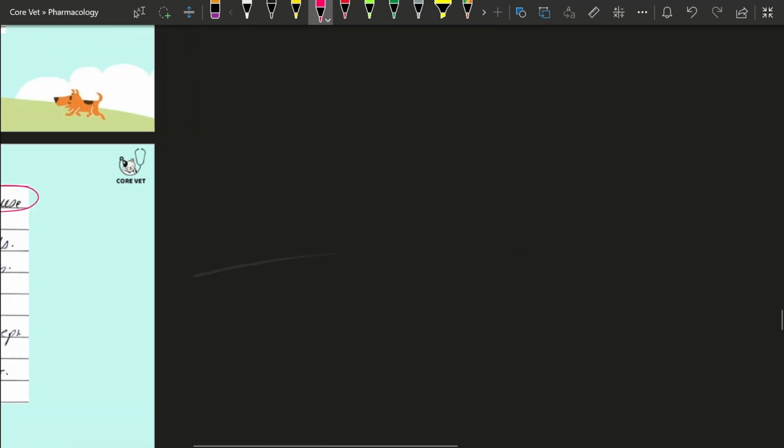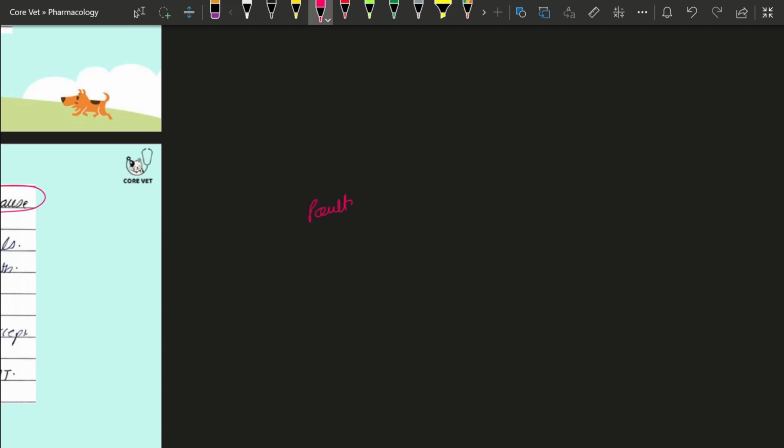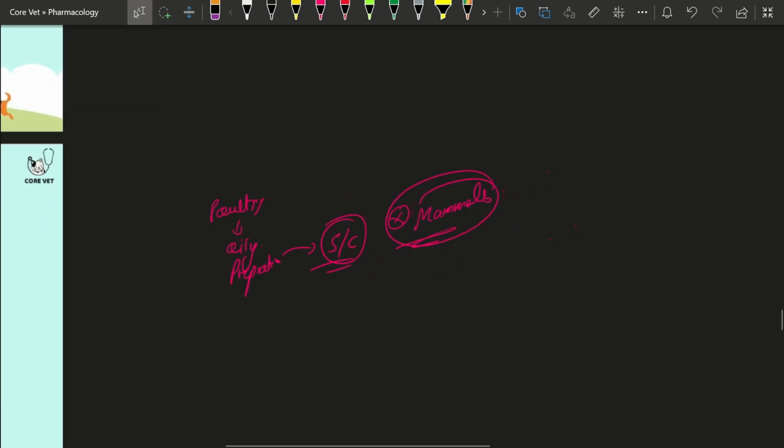And if we talk about poultry, how is tetracycline given? In the oily preparation, we give it to the poultry through the subcut route, but not in the case of mammals. We do not use the oily preparation in mammals, but we do use the oily preparation in poultry while treating with tetracycline. So the oily preparation of tetracycline can be given to poultry for treatment.